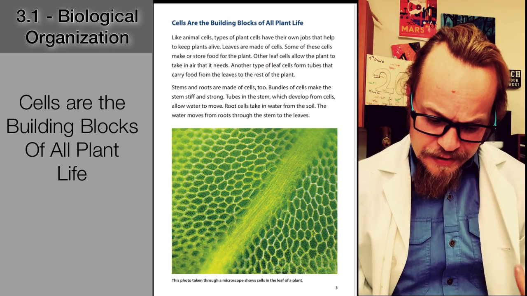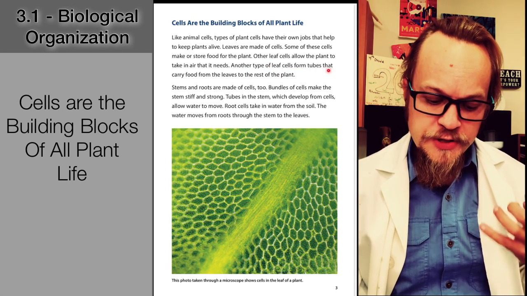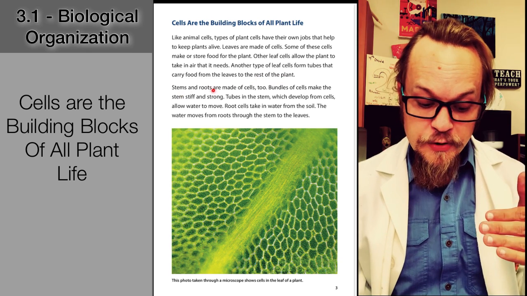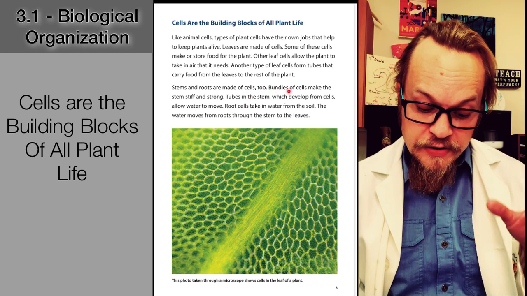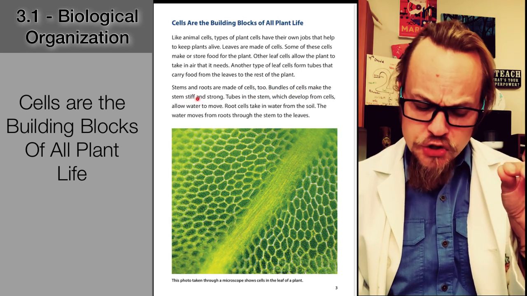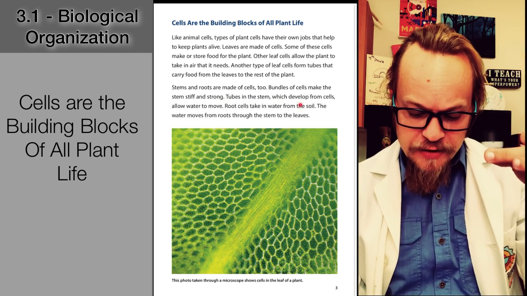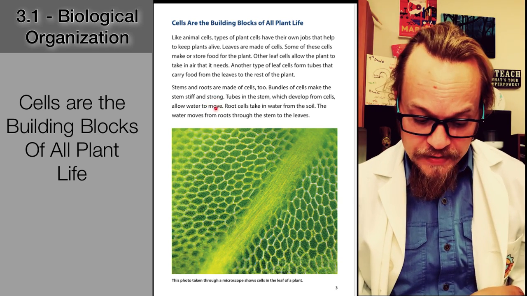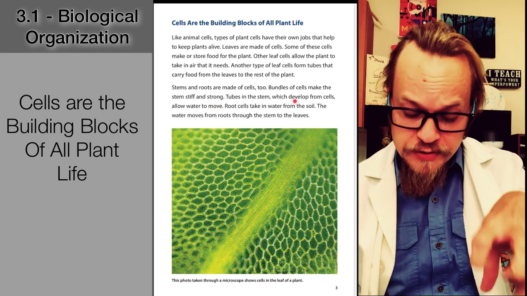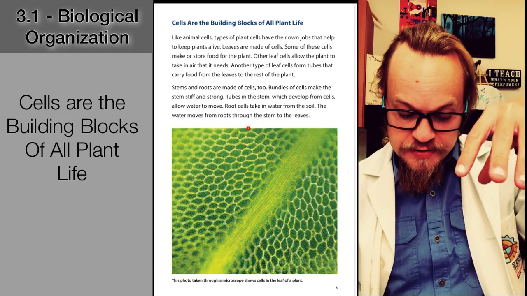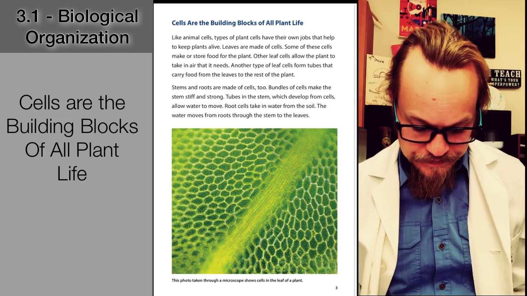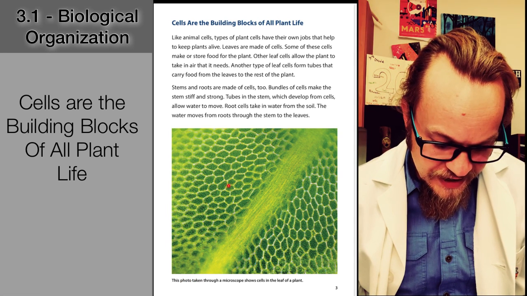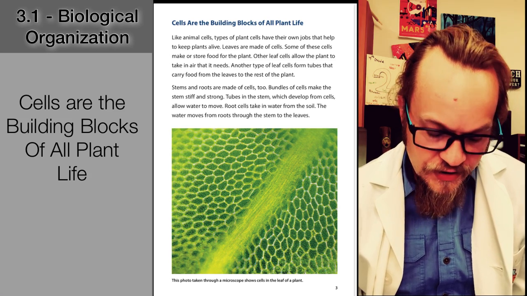Other leaf cells allow the plant to take in the air that it needs, kind of like microscopic lungs for a plant to breathe. Another type of leaf cells form tubes that carry food from the leaves down to the rest of the plant. Stems and roots are made of cells. Bundles of cells make the stem stiff and strong. Tubes in the stem, which develop from cells, allow water to move from the roots to the leaves and from the leaves back down. And root cells take in water from the soil. The water moves from roots through the stems to the leaves. This is a photo of a close-up of a leaf, and all of these are individual cells of the leaf.